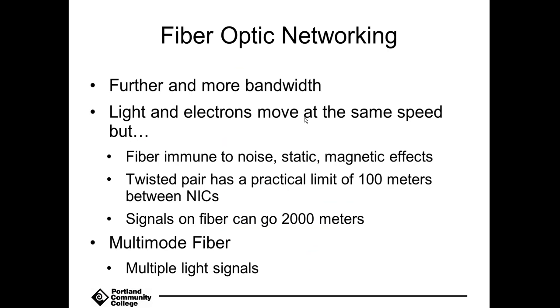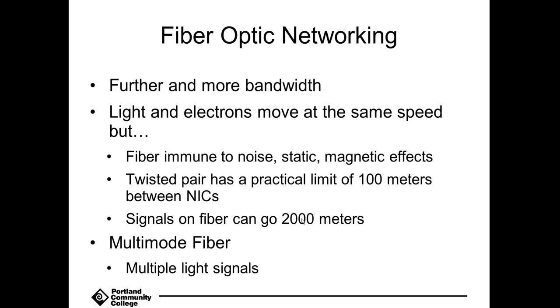Let's get back to a quick discussion of fiber optic networking. So fiber is using light instead of copper wires, light across a fiber tube or fiber wire. You get more bandwidth. The light and electrons move at the same speed, but fiber has immunity to noise and magnetic effects. Twisted pair has that limit of 100 meters per NIC before the resistance in the wire gets too big. You can run it at 100 meters or further, but it will go slower and slower, so slow as to become unusable. The 100 meter limit is for the standard speeds.